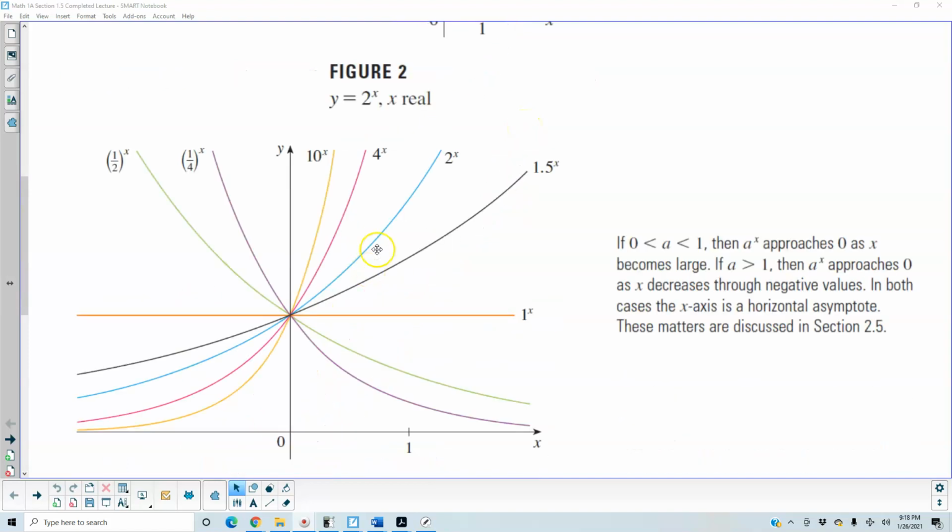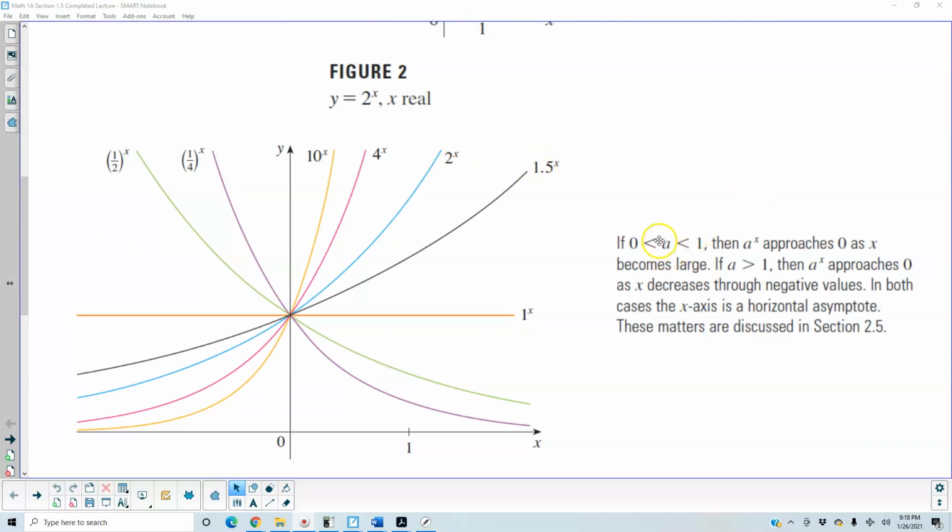Now, if we take a look at the family of exponential functions, starting from the left, the base is a fraction in between 0 and 1. If we look at this next base, which is 1/4, again, that is in between 0 and 1. But we can see here that 1/4 is less than 1/2. Then we have the base of 10, base of 4, base of 2, base of 1.5.